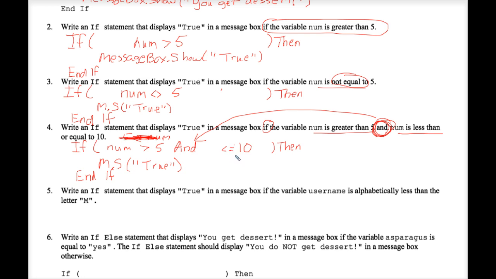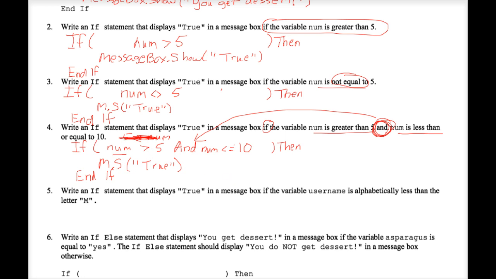But we're still wrong. Unfortunately, even though in math class, I think the teacher would know that what you mean is that num is less than or equal to 10. But Visual Basic requires you to type out the name of the variable again. So num must be typed a second time there. Even though it was found here with greater than 5, you got to do it there. That is the correct answer for number 4.